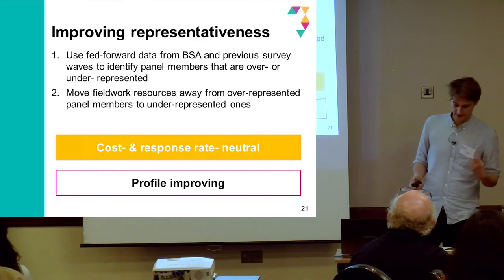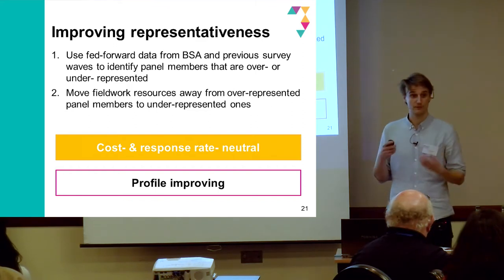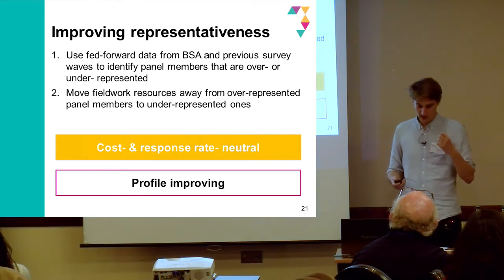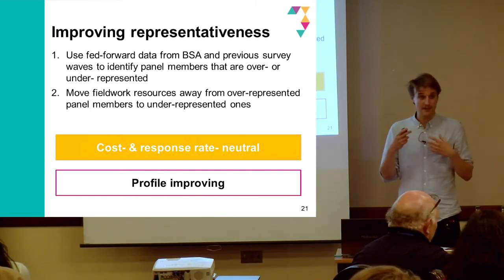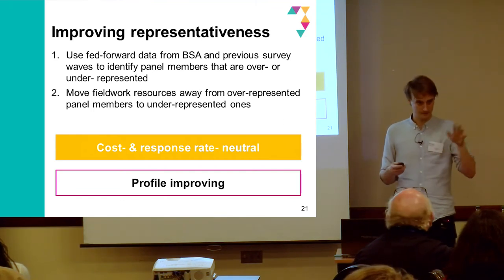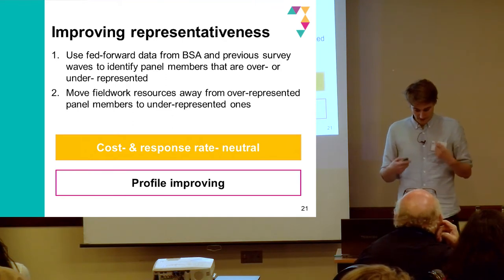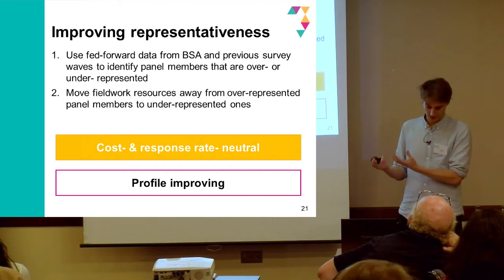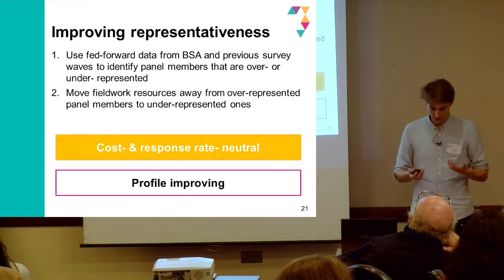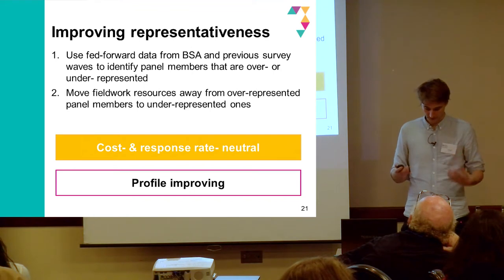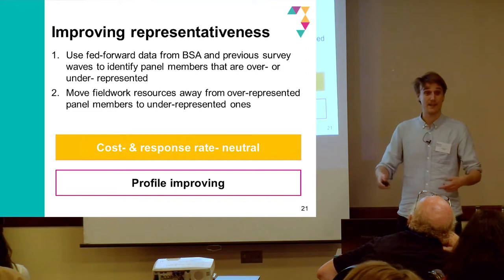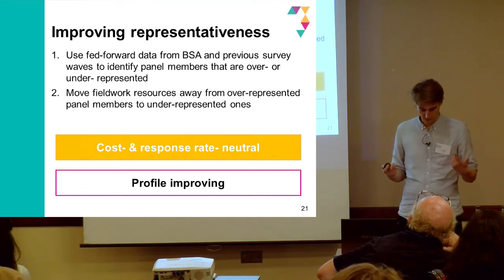However, we're also using it in a more sophisticated manner to try and improve the representativeness of the sample. So after a few waves of fieldwork, again using that rich background information from our British Social Attitudes Survey, to understand the biases that exist in our sample, which I alluded to earlier. By using that information, we can target our resources away from those that are overrepresented on those variables and move it towards those people that are underrepresented on those variables, increasing and decreasing their response rates respectively, and therefore balancing the sample profile overall.